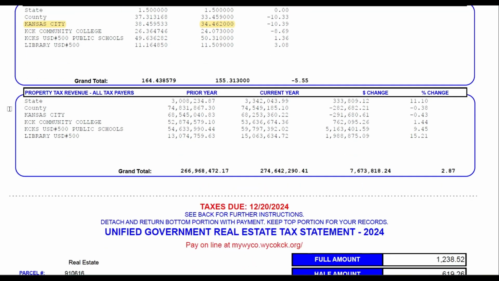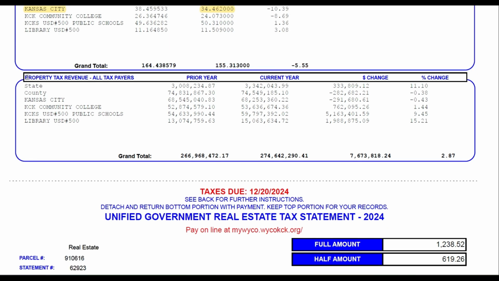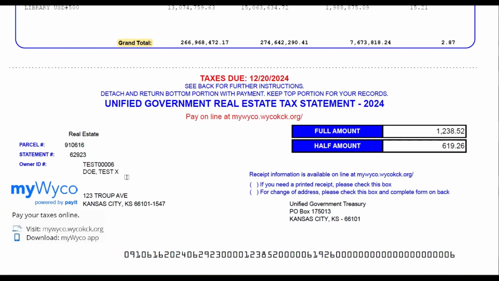The final portion of your tax bill shows you how much each of your jurisdictions collected, as well as the change between years expressed in both dollars and a percentage. The grand total is at the bottom. Last but not least, your due date is at the bottom. So make sure you know your updated 2024 due date and get your money in by then.